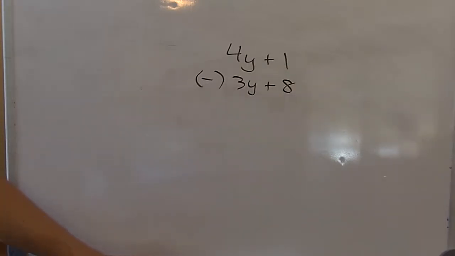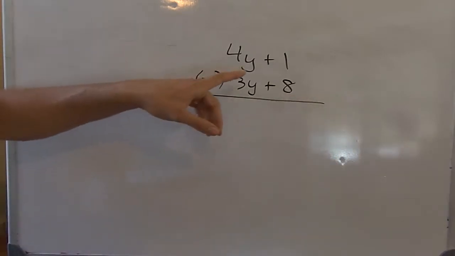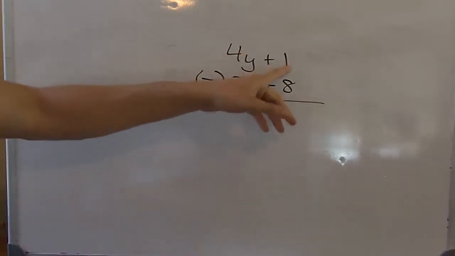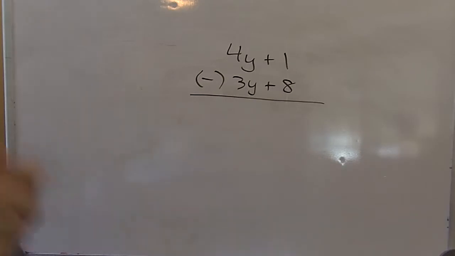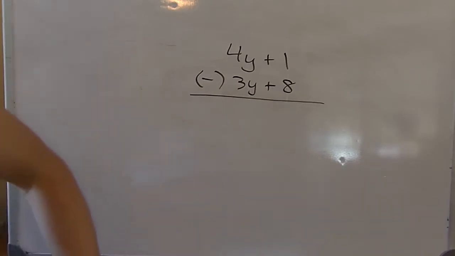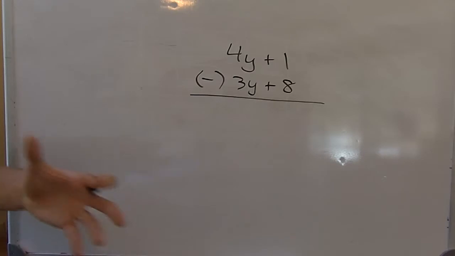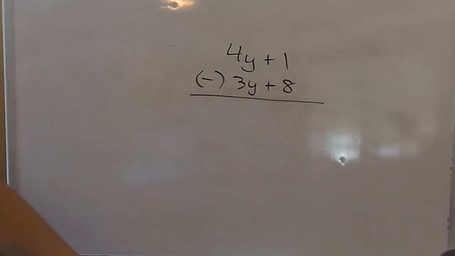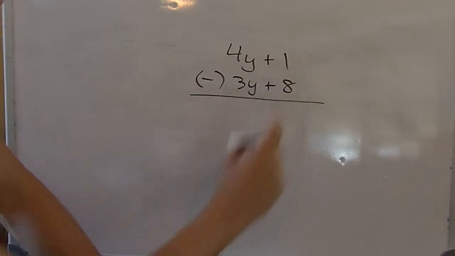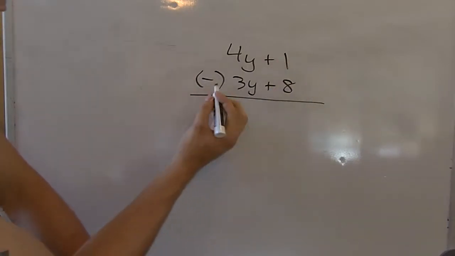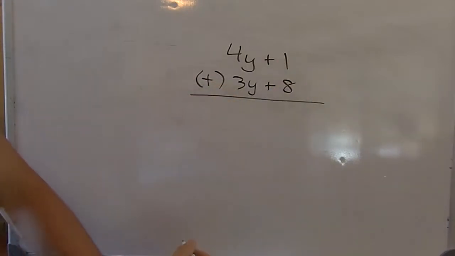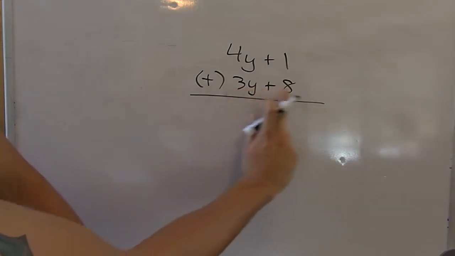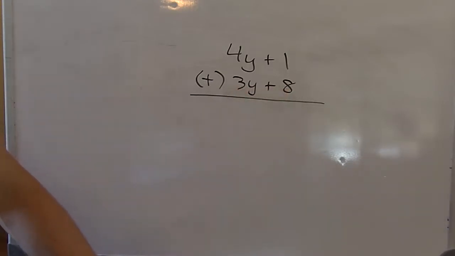The only difference here, again, is you're going to combine your like terms. You're going to combine your y's together. You're going to combine your constants together. But what is going to change is the signs of the bottom section. We're going to keep flip change. So we're going to keep the top the same. We're going to flip subtraction to addition. And we're going to change the signs of every term in the polynomial.